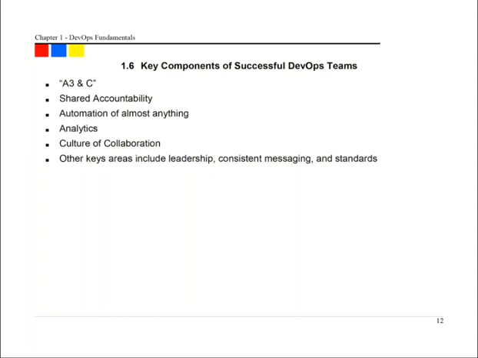If I'm in operations, it's not, I'm going to put it in a production environment and monitor it. It's that end product. That shared accountability is probably more than anything the biggest cultural impact that can happen when you effectively implement DevOps, because it brings people towards a common goal. In support of that common goal, the second of these characteristics is automation of almost anything.